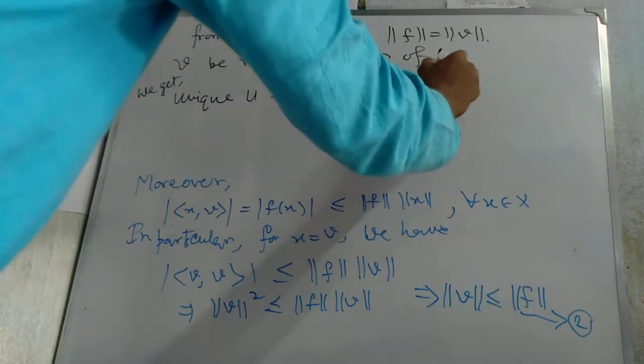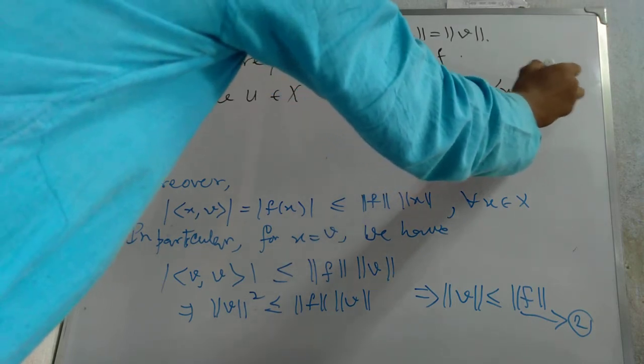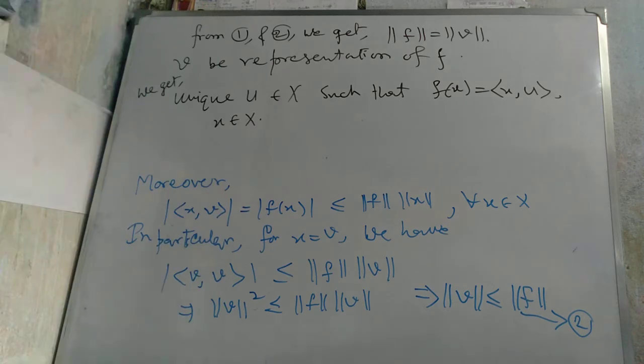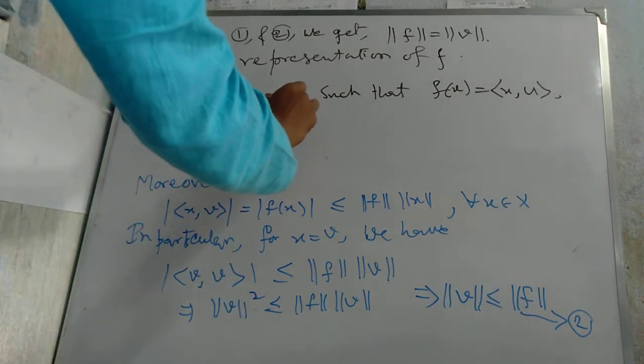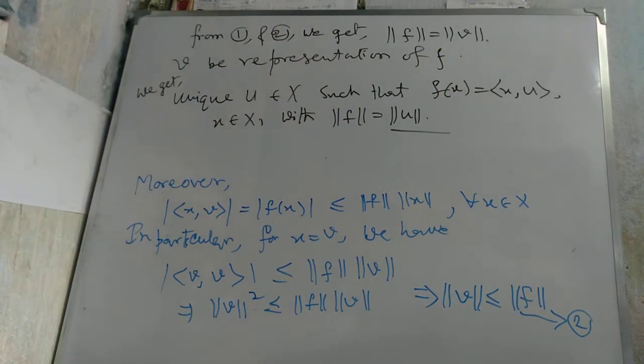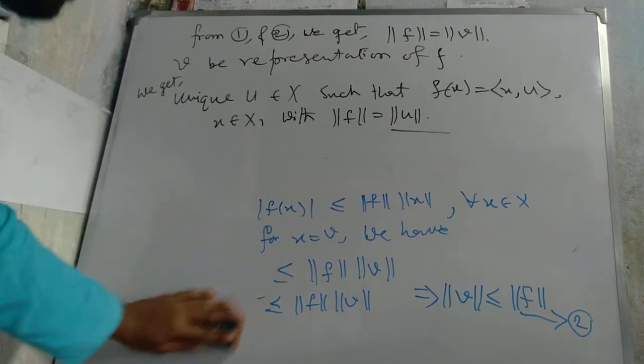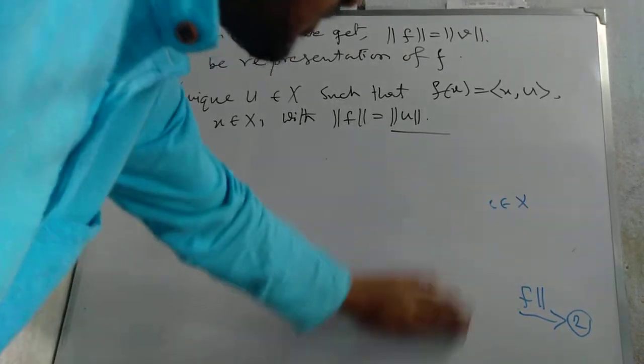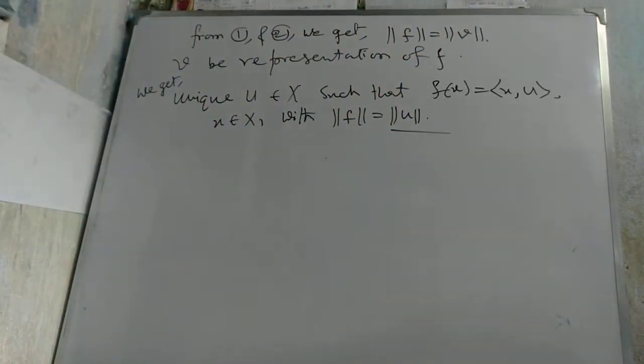such that f(x) equals the inner product of x and u where x belongs to X, and obviously with norm of f equal to norm of u. It also satisfies this, so we prove this representation theorem. This theorem gives: if X is a smooth Banach space and Y is a subspace of X, and f: Y to K is a bounded linear functional, then f has a unique Hahn-Banach extension.